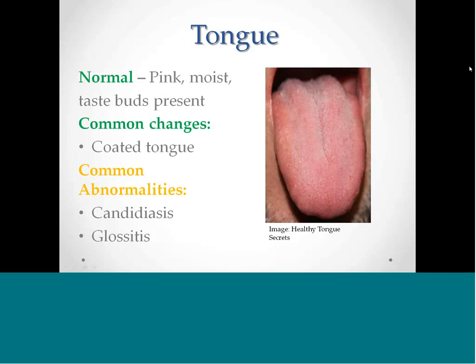Tongue. Normal findings on the tongue include pink color, racial pigmentation, taste buds of various sizes, fissures, and scalloping on the outer borders. Common changes include a coated tongue with different levels of severity. Common abnormalities include candidiasis and glossitis.